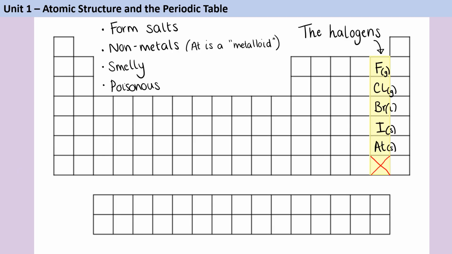This means that whereas fluorine and chlorine are gases at room temperature, because even the amount of heat that's available at room temperature is enough to overcome those weak intermolecular forces, bromine is a liquid because its forces are slightly stronger and they need slightly more energy to be overcome. And then iodine and astatine are solids.